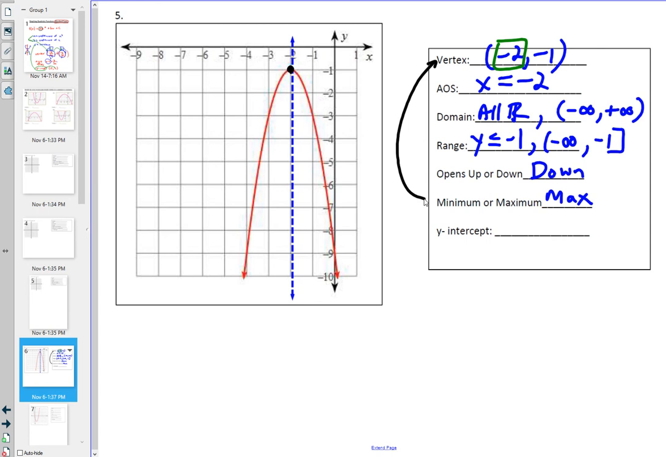You know that max spelled backwards is Zam? Zam.